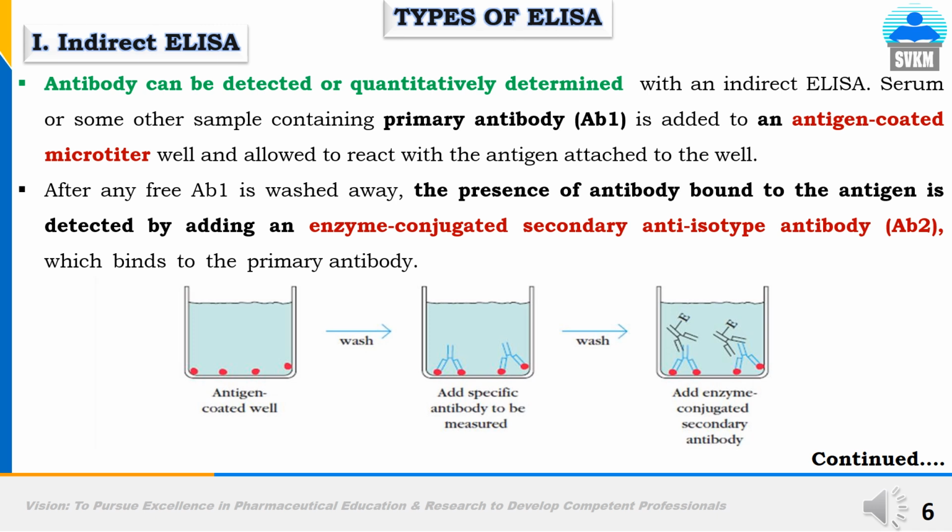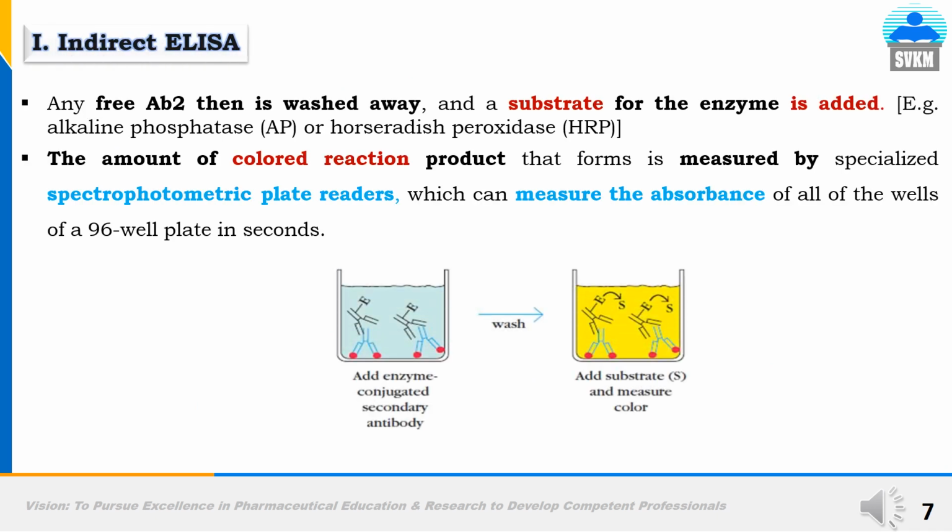it is washed away. Now this antigen antibody complex is detected by introducing enzyme linked secondary anti-isotype antibody, which will specifically bind to primary antibody. Now if any free secondary antibody is present in unbound form, it is washed off and wells are incubated with substrates which are specific for the enzyme. For example, we add alkaline phosphatase or horseradish peroxidase. So there will be the reaction between enzyme and substrate, which generates a colored product which is measured in terms of absorbance. This absorbance is directly proportional to the concentration of the target molecule.